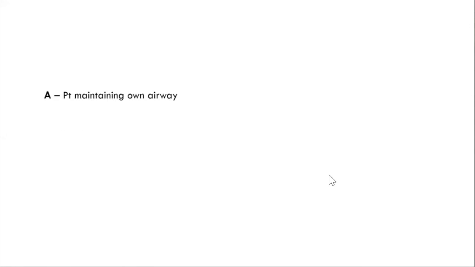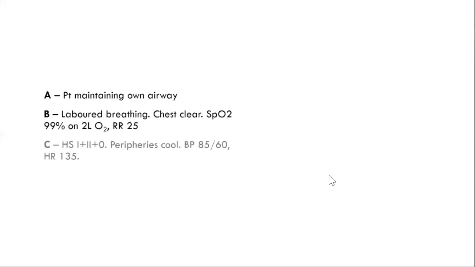So number one, patient is maintaining their own airway. So we're happy with A. B, the really labored breathing, chest is clear to listen to. So maybe not a chest source of sepsis. They're breathing okay, but you pop a little bit of oxygen on just to top them up. And they're breathing a little bit fast, respiratory rate at 25. Heart sounds are normal, peripheries are cool, they're shut down, blood pressure is dropping even more, 85 systolic, heart rate is going up, 135 beats per minute.